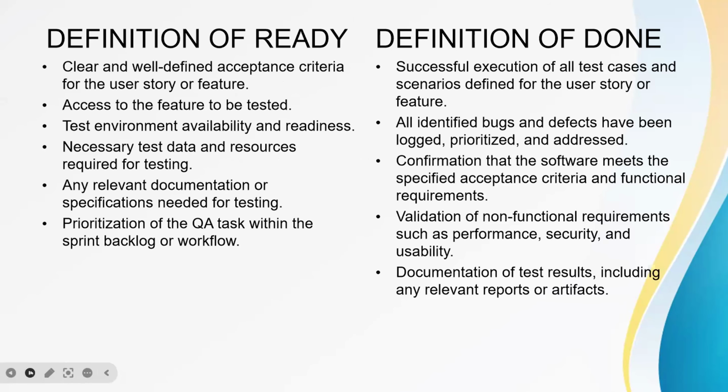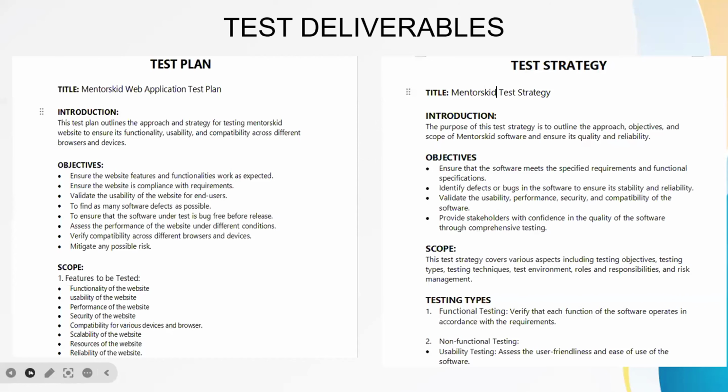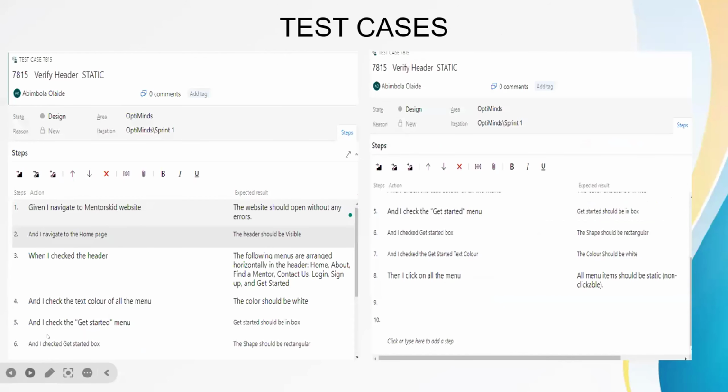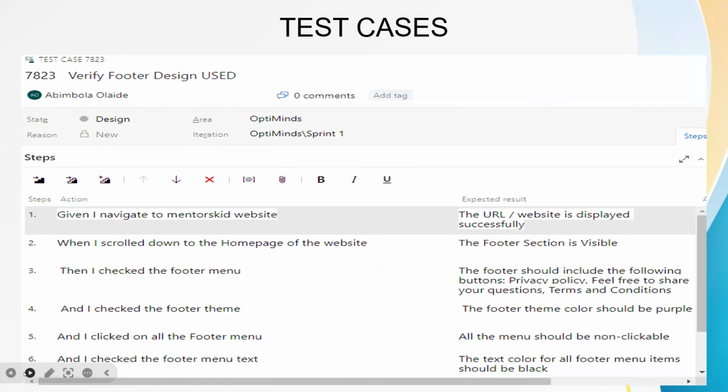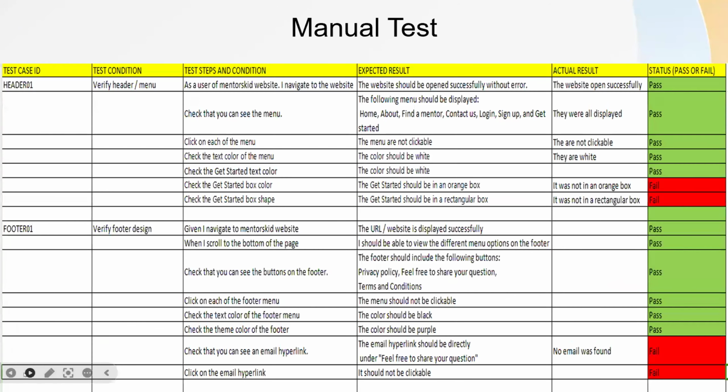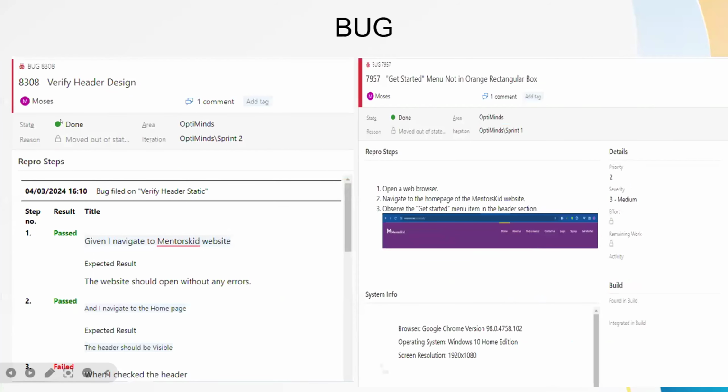So we got our definition of ready and definition of done. Then we also made our test plan, which everyone needed to do, their test plan and their test strategy, as an assignment. This is a test case that I wrote for the header, which I tested, and this is the footer design that I also wrote. This is the manual testing. Some of them failed and some of them passed, and I created a bug and it was assigned to the developer.